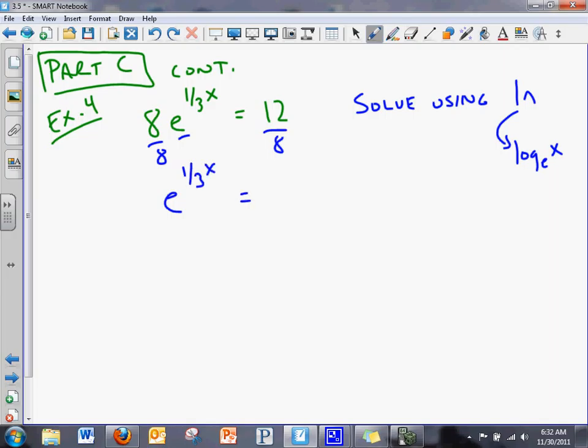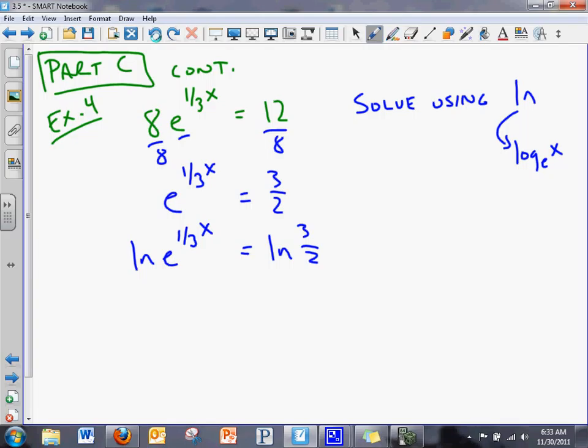Alright, so 12 over 8 is 3 over 2. And now I've got just e in the exponents. Now I can take natural log of both sides. Whoops. Got to take natural log of both sides. It's okay. That's legal if I'm doing the same thing to both sides. That's algebraically okay.